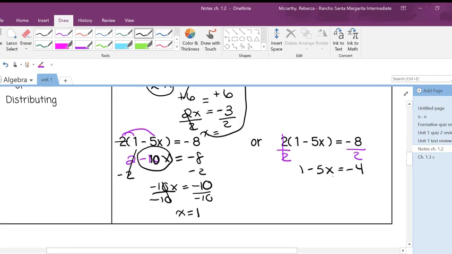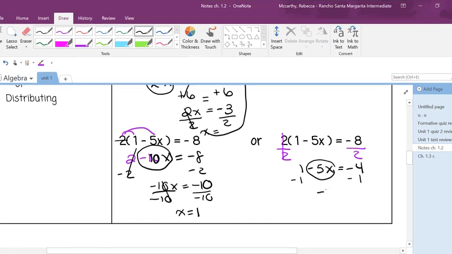I'm going to get this by itself. I'm going to subtract 1 from both sides. I get negative 5x equals negative 5. Then I'm going to divide by negative 5, and x equals 1. Notice the answers are the same, but we approached it a little differently. So whichever you're comfortable with, if you see, oh, this goes in evenly, use that method. I'm okay with that, so I wanted to show you that.